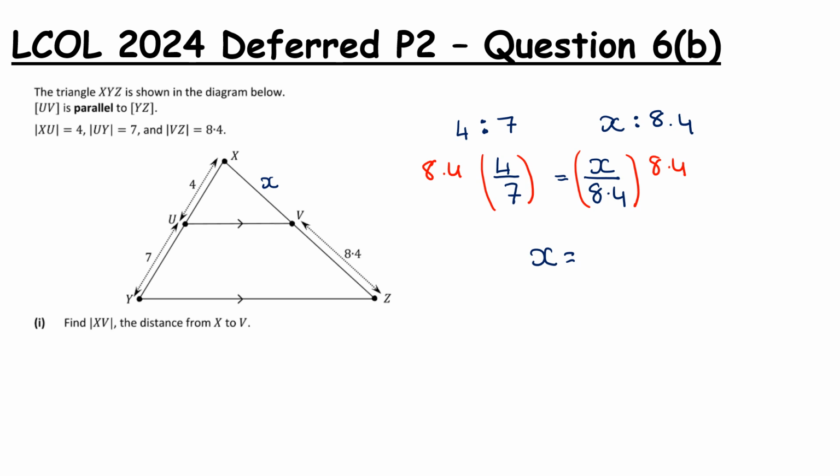So it's really nice and straightforward. It's not going to be too taxing for us to work with, and it makes a lot more sense than trying to work with our similar triangle method. So our length from x to v is equal to 4.8 units.